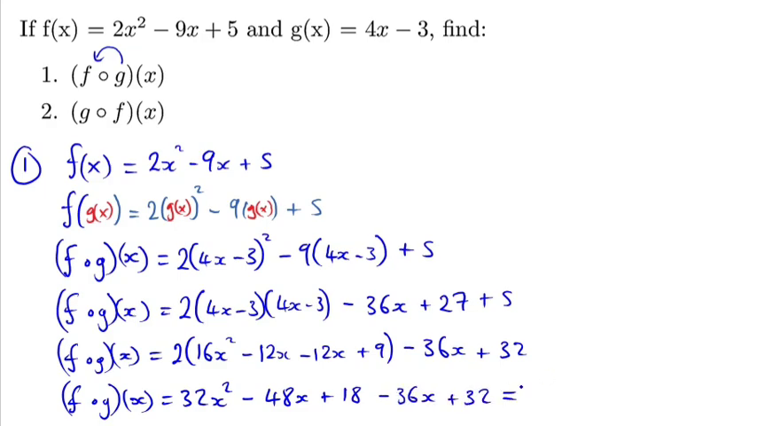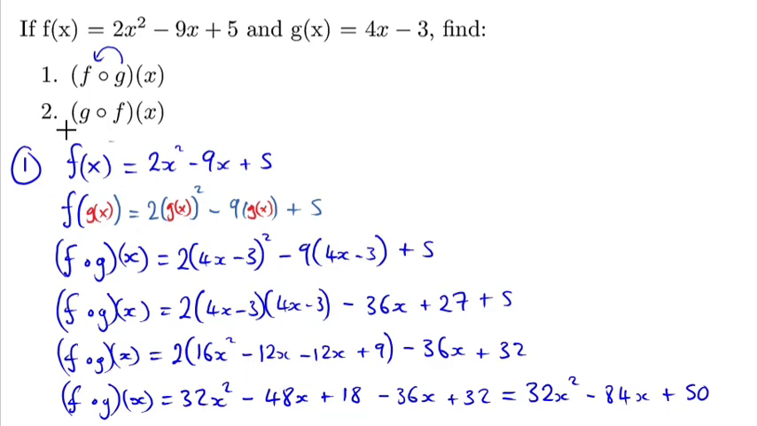Alright, so if I group like terms, I have 32x squared. Then we have this 48, which is negative, as well as the 36, which is negative. So 36 and 48 gives us 84. So I'll say minus 84x, and lastly, the 18 and the 32 will give us a 50. So I'll just say plus 50. So there we have it. That's the function we're looking for.